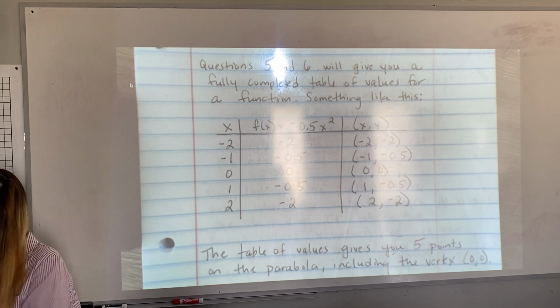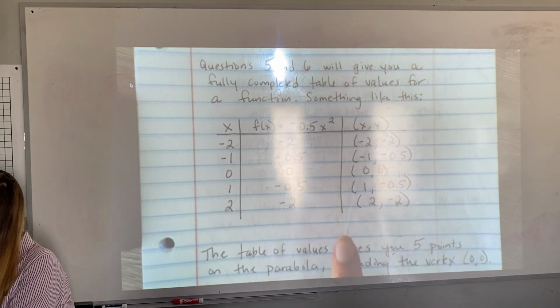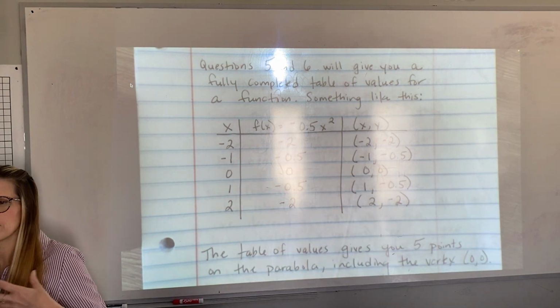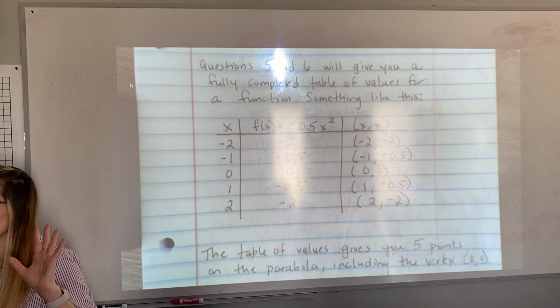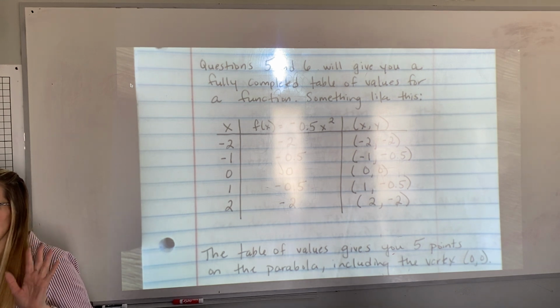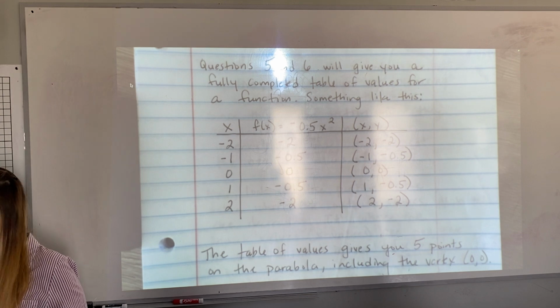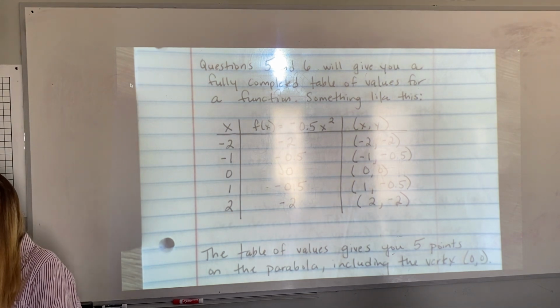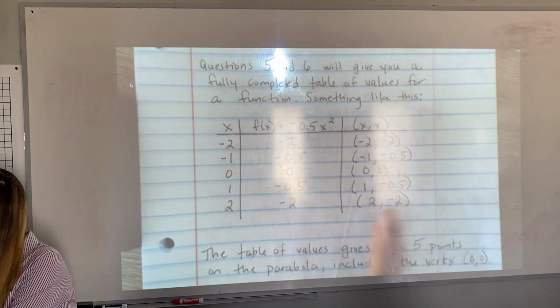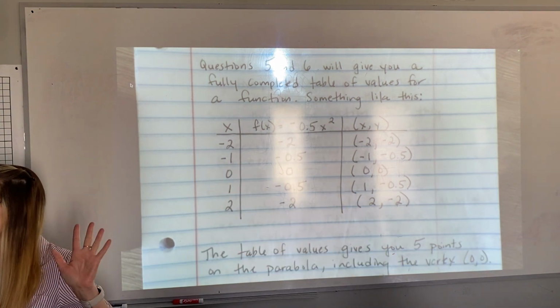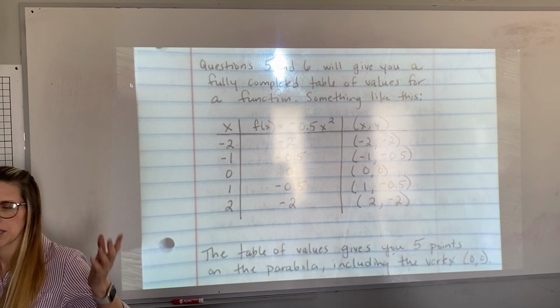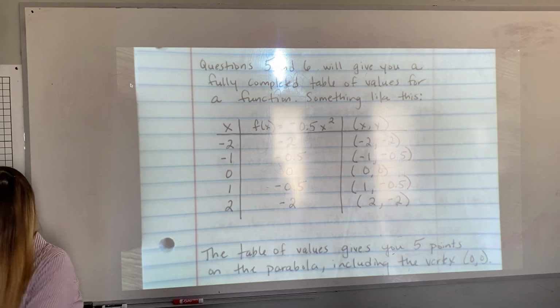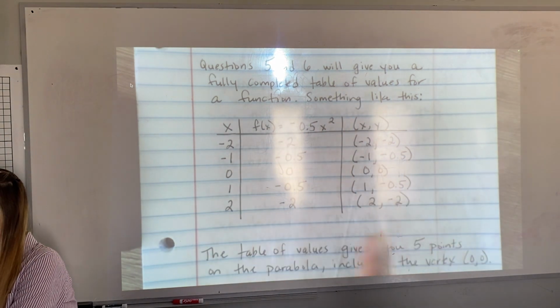Okay, the good news is everything that I wrote here is something that will already be given to you, a fully completed table of values. You don't have to solve anything on the table of values. For questions 5 and 6, you're going to be given a table of values that is already totally solved. You don't have to plug in and see what the output is. You don't have to do anything. This is done for you.